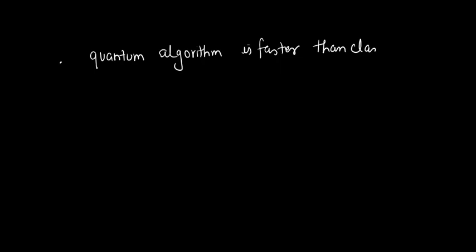Deutsch algorithm. So the Deutsch algorithm is an algorithm which shows that quantum algorithms are faster than classical ones. This is, I would say, an example where we show that a quantum algorithm is faster than the classical algorithm.